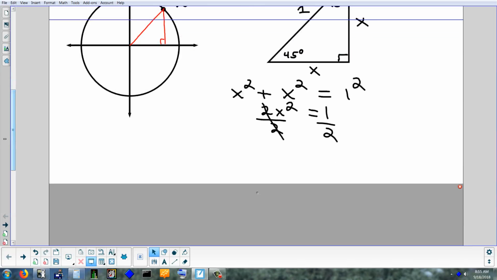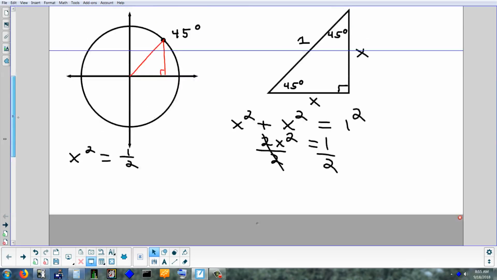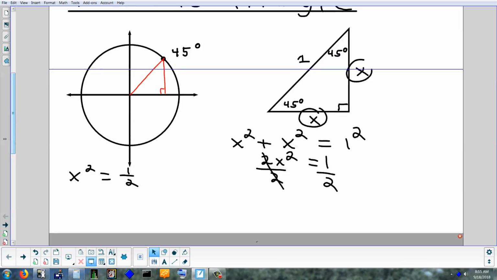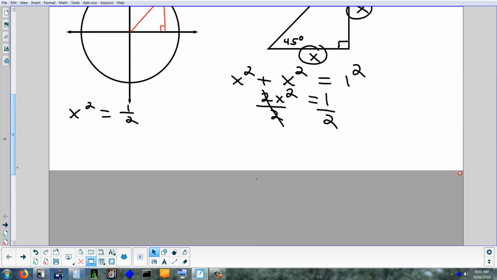I'm just going to go over here because I don't have much more space. X squared equals 1/2. Now, if we do one more step, we will have x equals. And that is going to help us to figure out our coordinate. That's going to be the 2 numbers. So what's my last step? Square root of both sides.